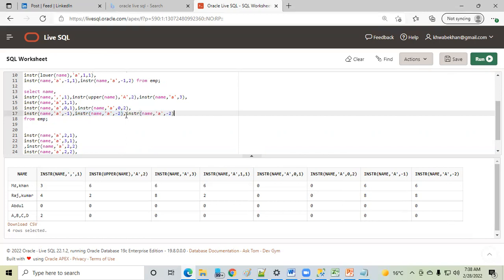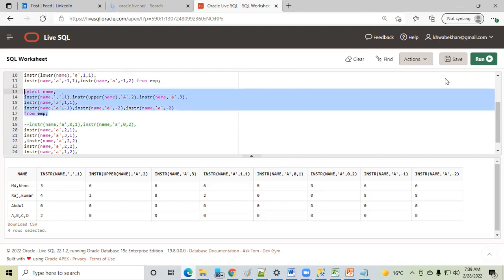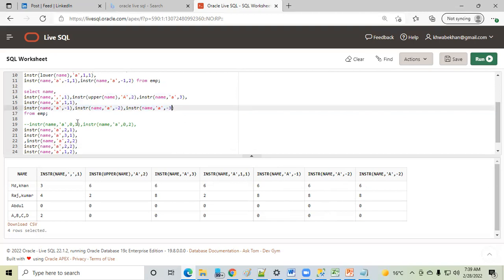Just look at the output and observe it. What is happening here? A, -1 gives 6 and 8; a, -2 gives 6 and 8. Oh, this is a, -2, written -3. A, -3 gives 0 and 2. What happened?